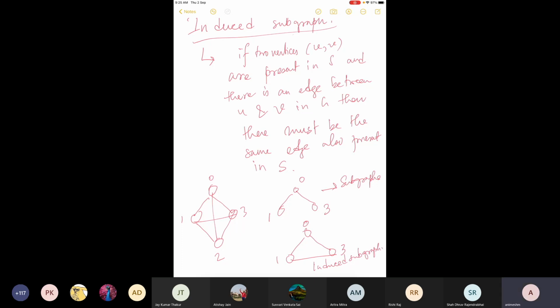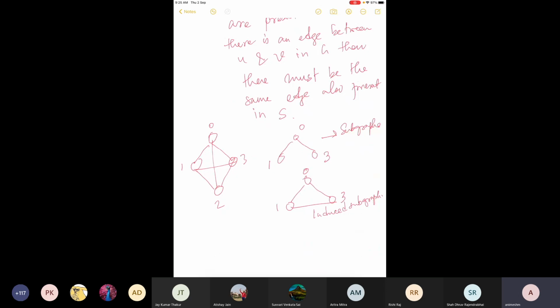Is it possible that we have only edges but no vertices? No, that's not possible, because then the basic definition of a graph is violated.